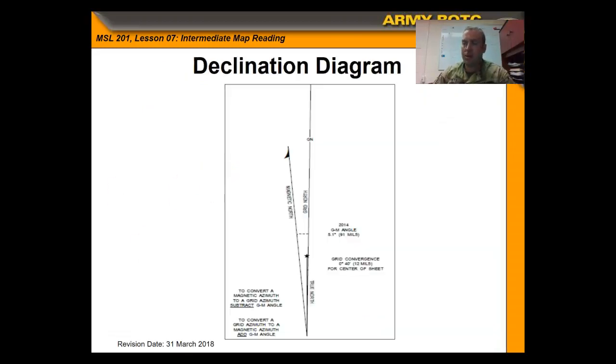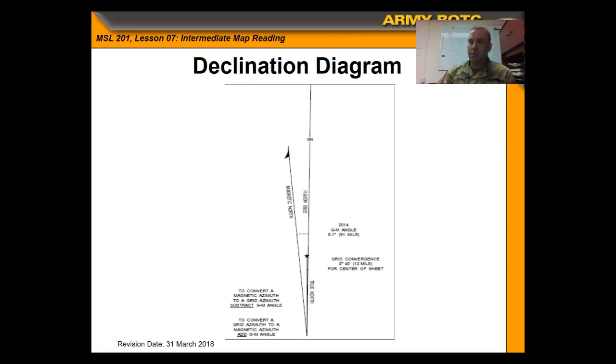All right. Now let's talk about the declination diagram. The declination diagram is so important. I can't stress this enough. You have to be able to determine how many degrees you need to add or subtract depending on whether you're converting from grid to magnetic or vice versa. And not every map is going to be the same. Every map is going to have a different amount of degrees that you need to add or subtract.